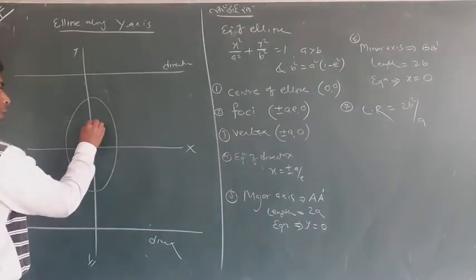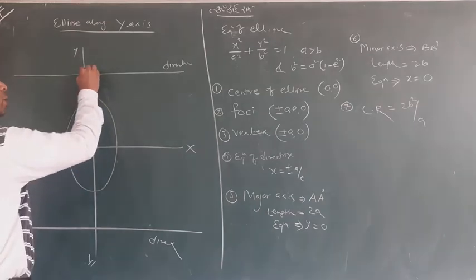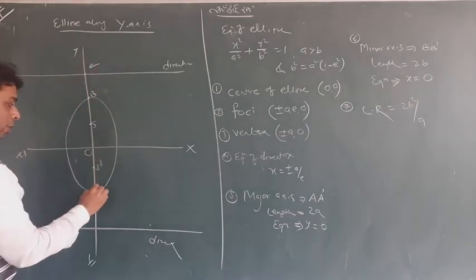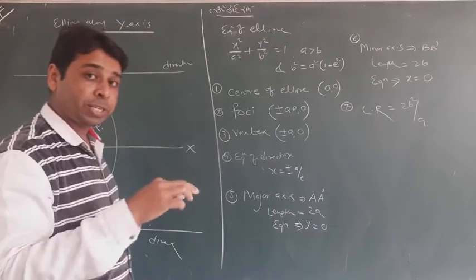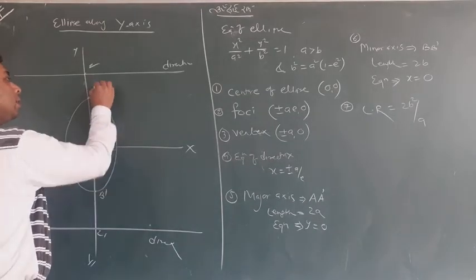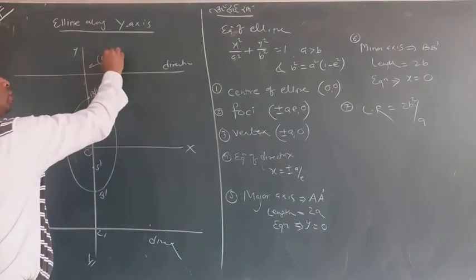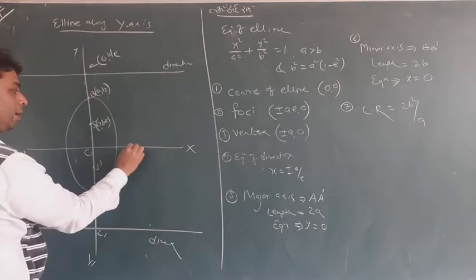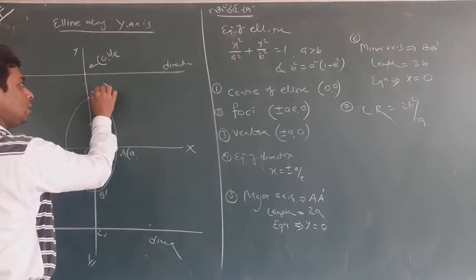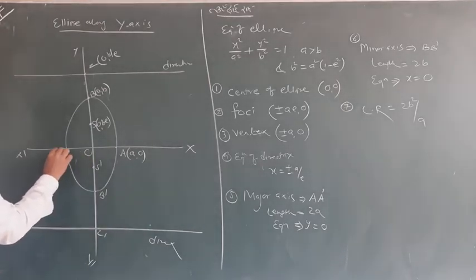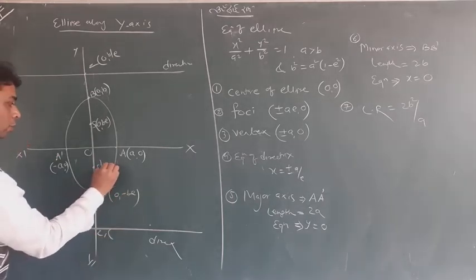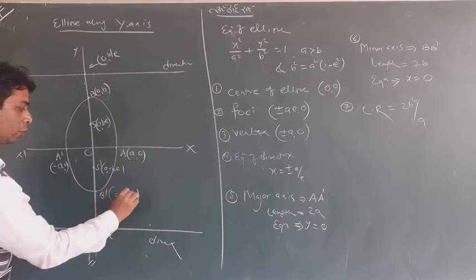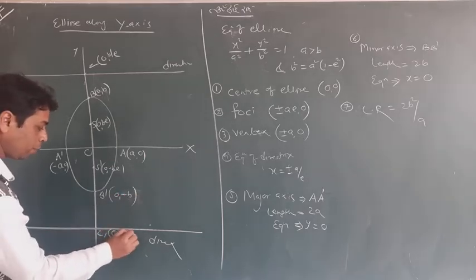Look at this. This is my S, this is my B, this is my Z, this is my S dash, this is my B dash, and this is my Z dash. This will be 0, that time it was ae, now I will write be. It is 0, b as usual, and this is 0, b upon e. This is my A, which is a, 0, and definitely it is A dash, minus a, 0. B dash is 0, minus b, and Z dash is 0, minus b upon e.